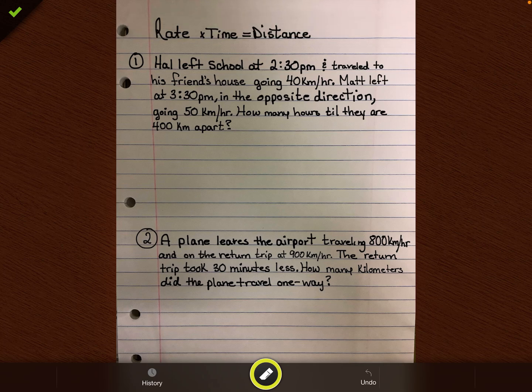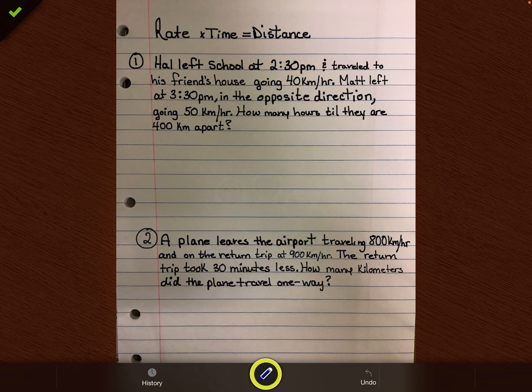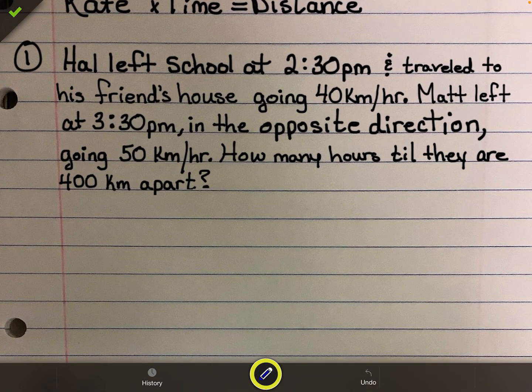All right, so we're going to talk about rate times time equals distance. Let's take a look at this first word problem. Hal left school at 2:30 p.m. and traveled to his friend's house going 40 kilometers per hour. Matt left at 3:30 p.m. in the opposite direction, going 50 kilometers per hour. How many hours till they are 400 kilometers apart?